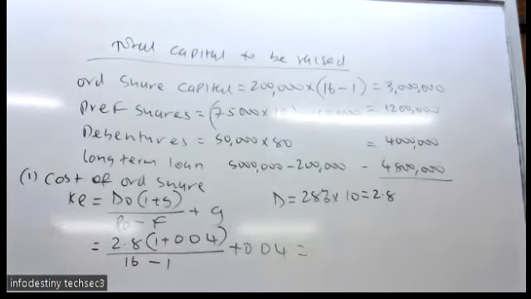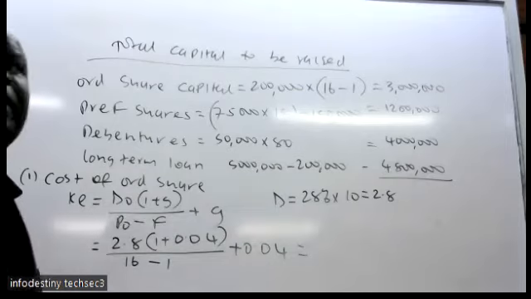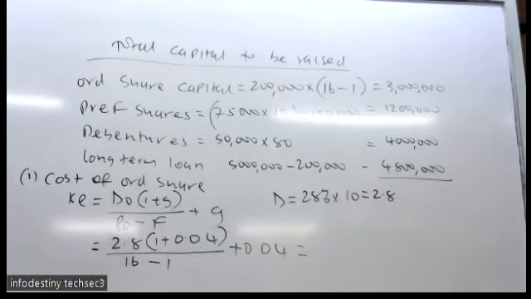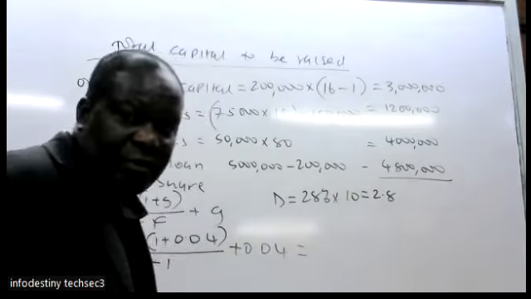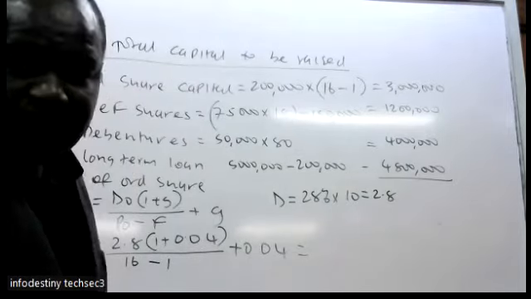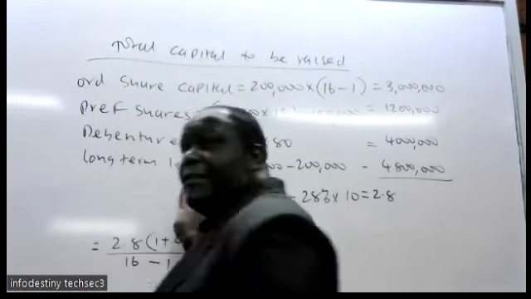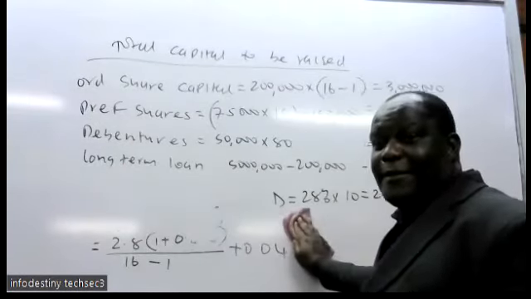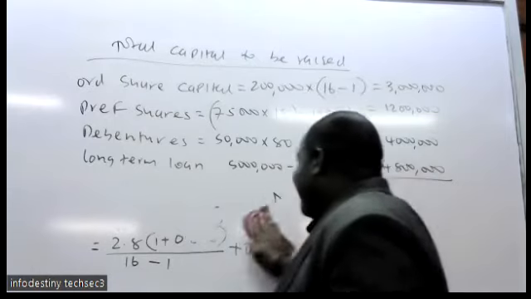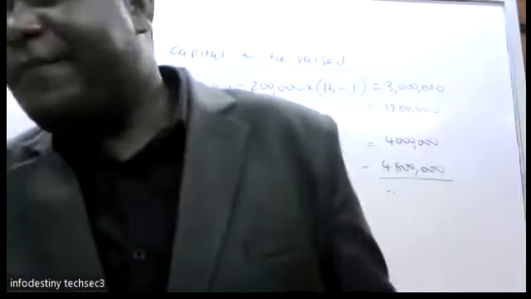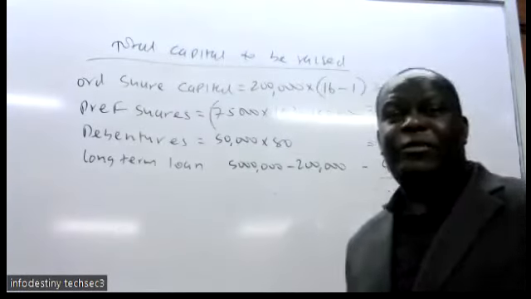So we go to the next one, the cost of the preferred share. We also check the second one as the cost of the preferred share. So this one is 23.1. Others are getting 19. I've been told online someone has given me 23.4. Yes, and they are saying it is 24.31.